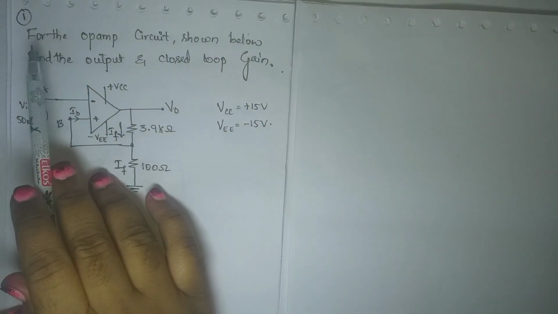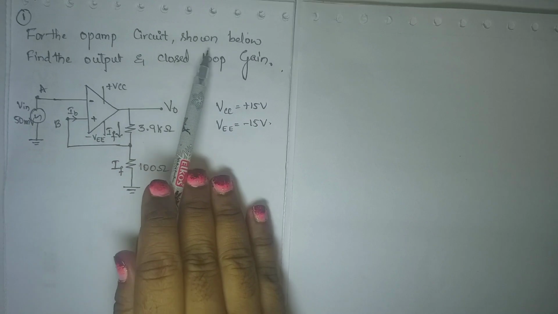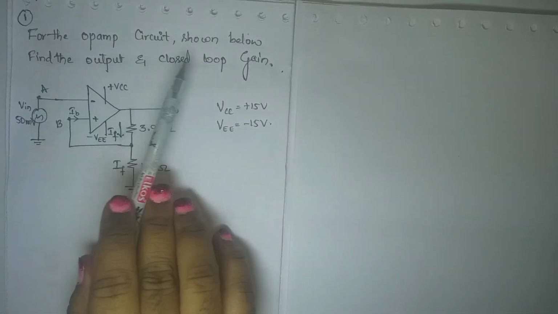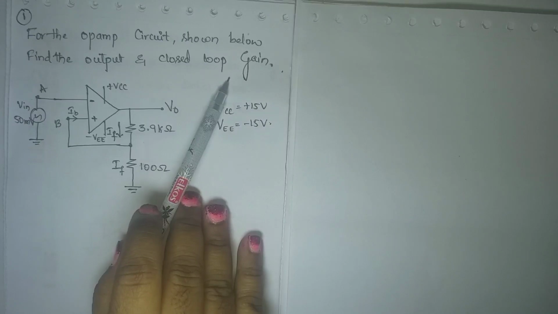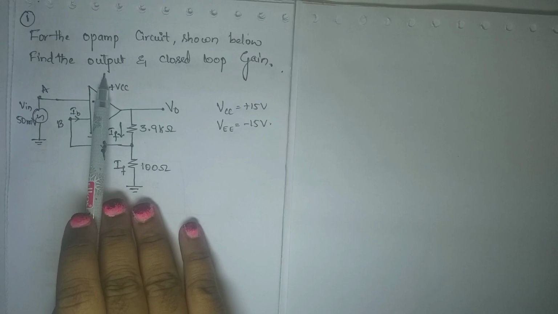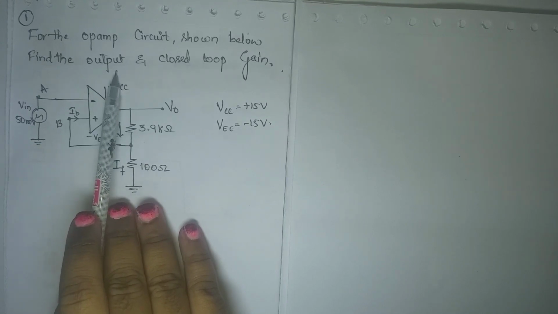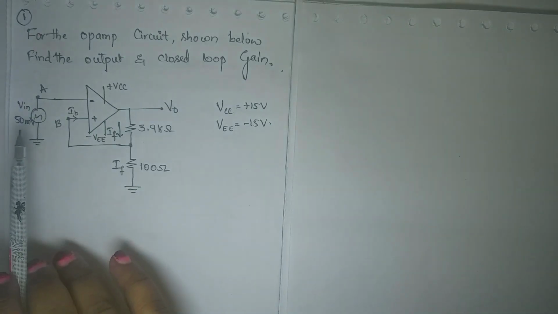Now, for the first problem: for the operational amplifier circuit shown below, find the output and closed loop gain. So you need to find the closed loop gain, that is AV, and also the output V naught. These are the two parameters you have to find. So in this, what is the circuit given?